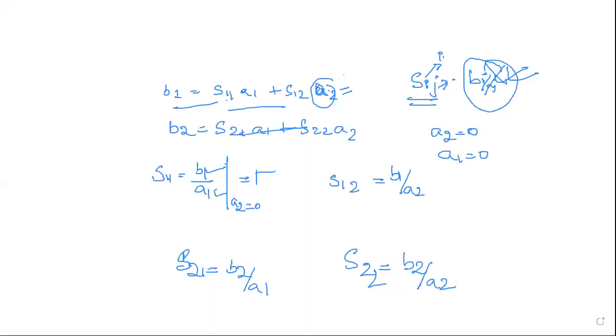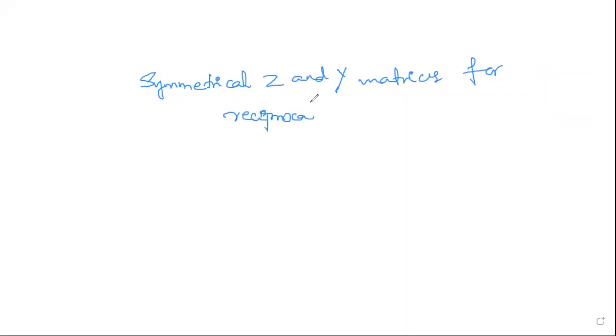Okay. So moving on to properties of the S matrix. You have an important topic to remember or to study, which is called symmetrical Z and Y matrices for a reciprocal network. Again, this is important. So you need to prove that the Z and Y, as well as the power across the networks, for a reciprocal network, they are symmetrical.